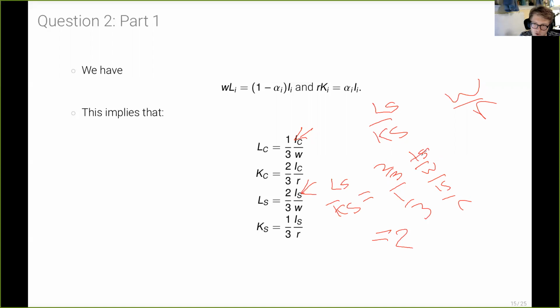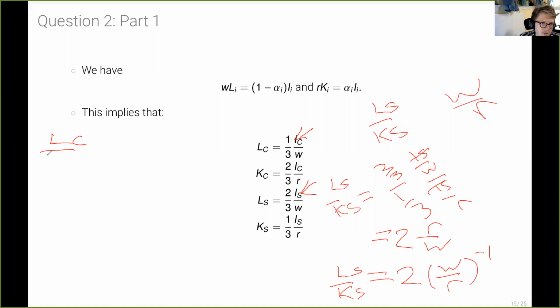These IS's are going to cancel, and this R is going to flip up, and so what I'll get is 2 R over W, which alternatively, I'm just going to write as 2 (R over W) to the negative 1. And sometimes that will be useful, sometimes it won't be quite as useful.